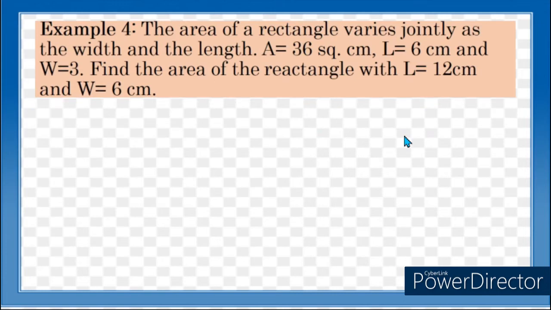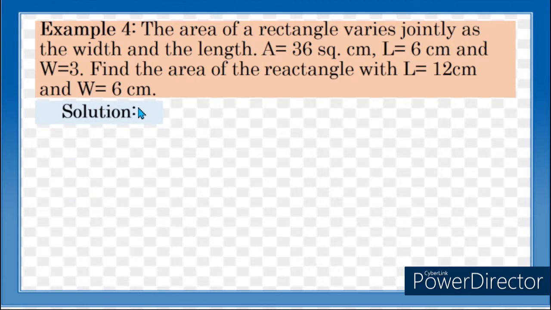Okay? So, now let us proceed to example number 4. The area of a rectangle varies jointly as the width and the length. The area here is equal to 36 square centimeter and the value of the length is equal to 6 centimeter and the value of width is equal to 3 centimeter. Let us find the area of the rectangle with length equal to 12 centimeter and the width equal to 6 centimeter. Okay, solution.